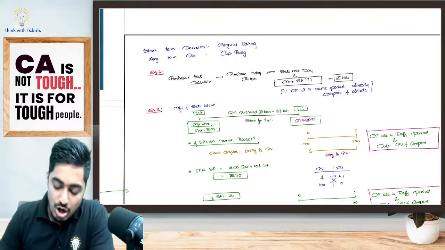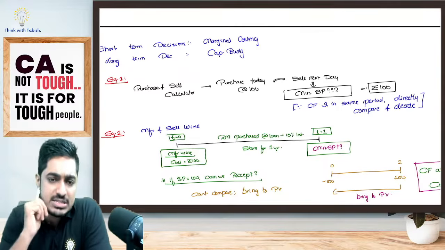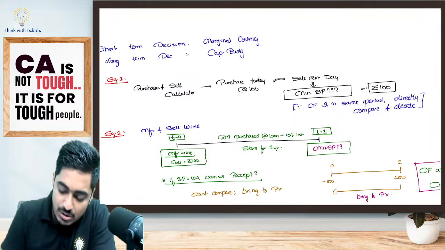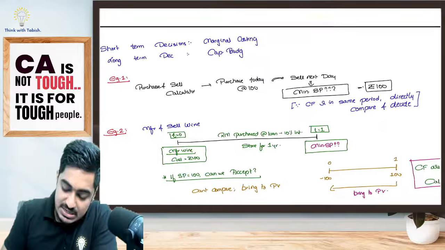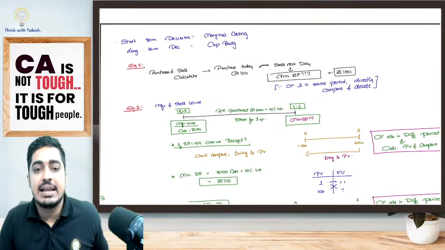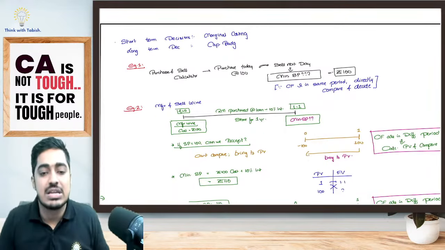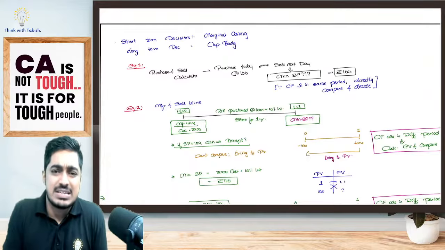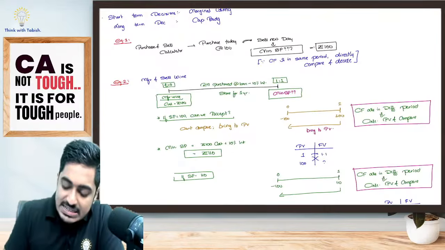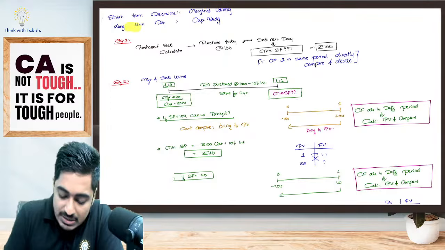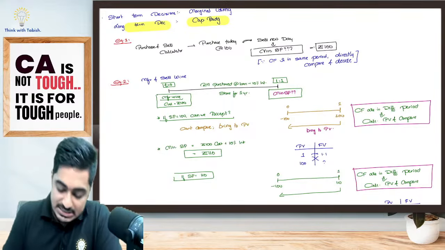Now understand, normally whenever I am taking a short-term decision, we will be taking a decision based on marginal costing basis. Yes or no, everyone? Yes sir. Say for example, simple, I purchased a calculator today at 100 rupees. Tomorrow I want to sell. Minimum how much do I want? 100 rupees at least I want. Yes or no? But understand, whenever I am taking a long-term decision, I will be using capital budgeting decisions.